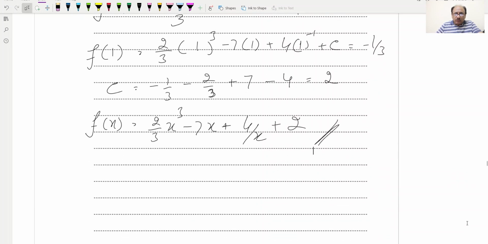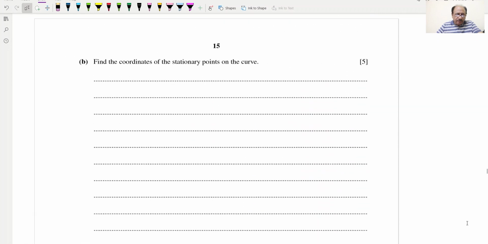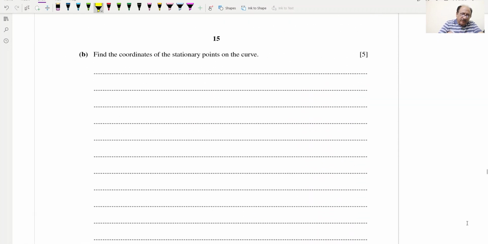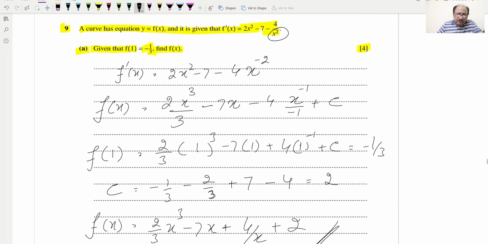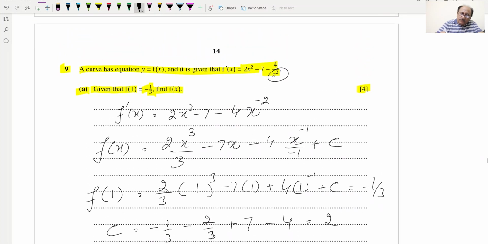Hopefully you understood this. Now we can move to the B part. B part says find the coordinates of the stationary points on the curve. This is a 5-mark question, so we will have to find dy by dx, and we'll put it equal to 0. And dy by dx is what? dy by dx is provided, which is this one.